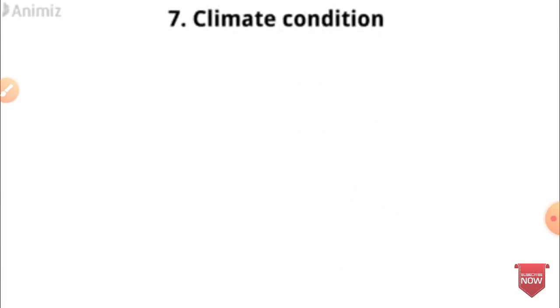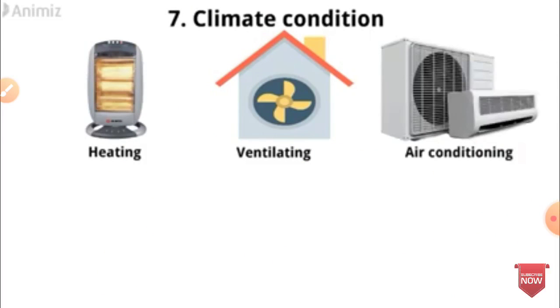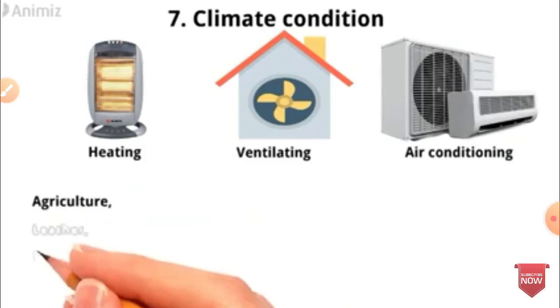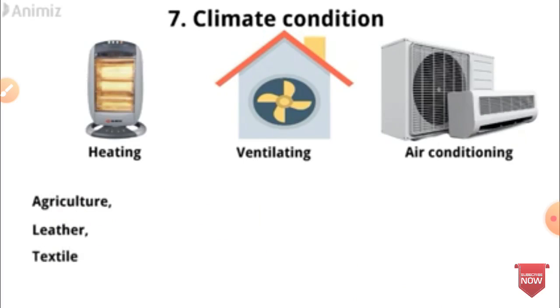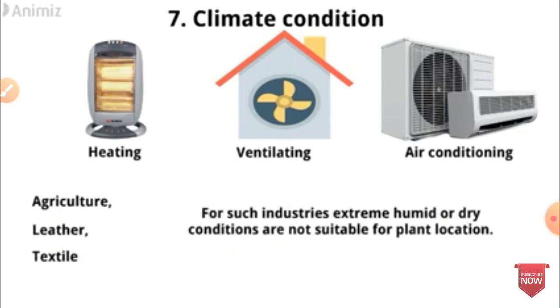So the seventh one is climate conditions. Climate condition is also important. Heating, ventilation, air conditioning, that type of instrument we can use for controlling the climate. In agriculture, leather and textile industries, climate is the main point. For such industries, extreme humidity or dry conditions are not suitable for plant location.